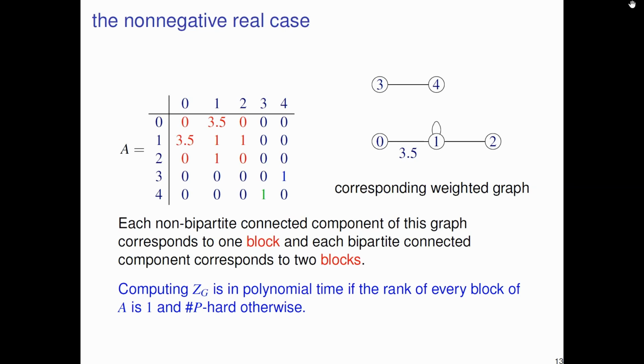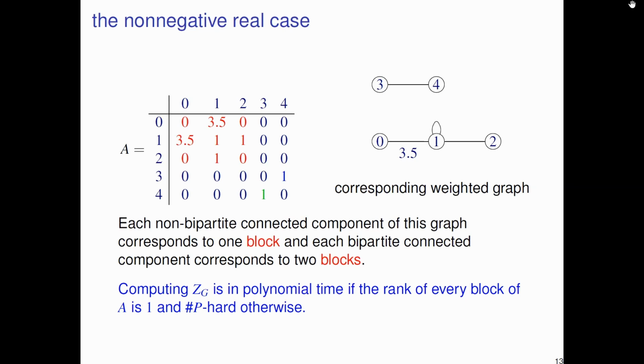The way to think about that is you could think about the edge-weighted graph corresponding to the matrix. So 1, 0 has weight 3.5, and the rest of these edges have weight 1. And then if you have a connected component that's not bipartite, it gives you a block, like the red one up top. Or if you have a bipartite component, it gives you 2 blocks, like those 2 ones. Okay, so take the matrix, divide it into blocks. And now here's the criterion. If the rank of every block is 1, then you can exactly compute the partition function. And otherwise, computing the partition function is number P hard.